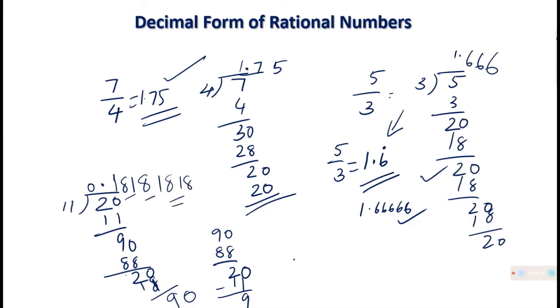Then how will you write the answer? You have to write the answer like this: 0.18, and then put a bar on top. It tells us that the answer is 0.181818, you can keep saying it as long as you want. So this way decimal numbers can be recurring. Sometimes a 2-digit decimal, sometimes a 1-digit decimal. It will recur in certain cases.